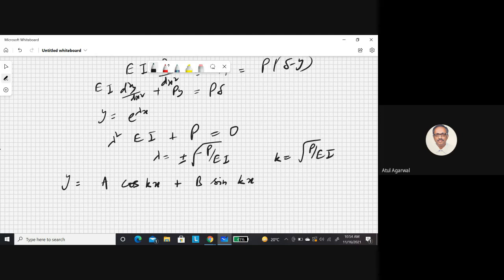Now what is our particular solution? This is our homogeneous solution. What is our particular solution? It is P delta. So particular solution will be some constant. P delta is a constant. So if we use this particular solution into this equation, what do we get? Second derivative is 0. So we get P into A is equal to P delta. So A is equal to delta.